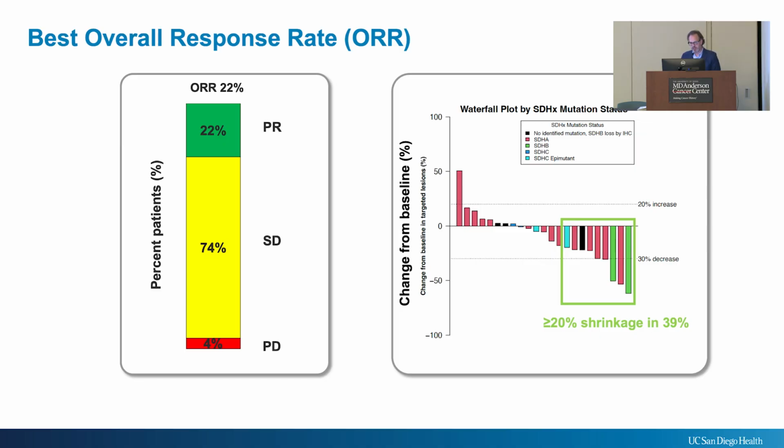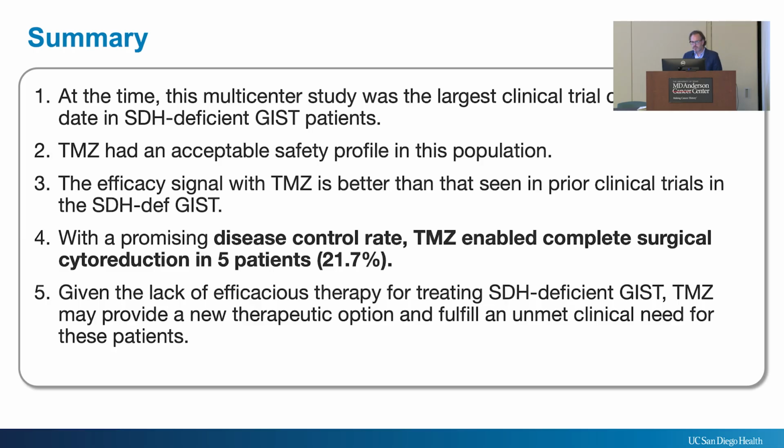At the time, this was the largest clinical trial conducted in an SDH-deficient GIST patient population. And what we found was that temozolomide was well tolerated, and we had an efficacy signal for the first time. As I'll talk about in a few minutes, it opened up the opportunity for surgical involvement at that point. I'll talk about that more. But given the lack of other effective treatments at the time over the last couple of years, this potentially meets one unmet need in this patient population.